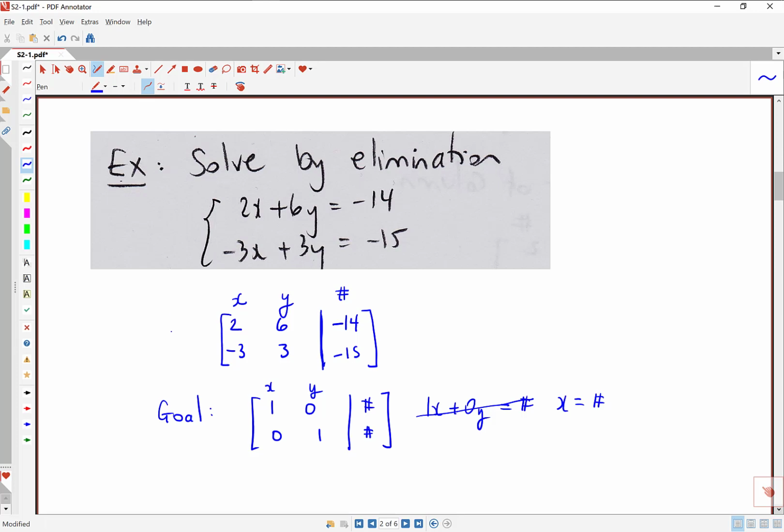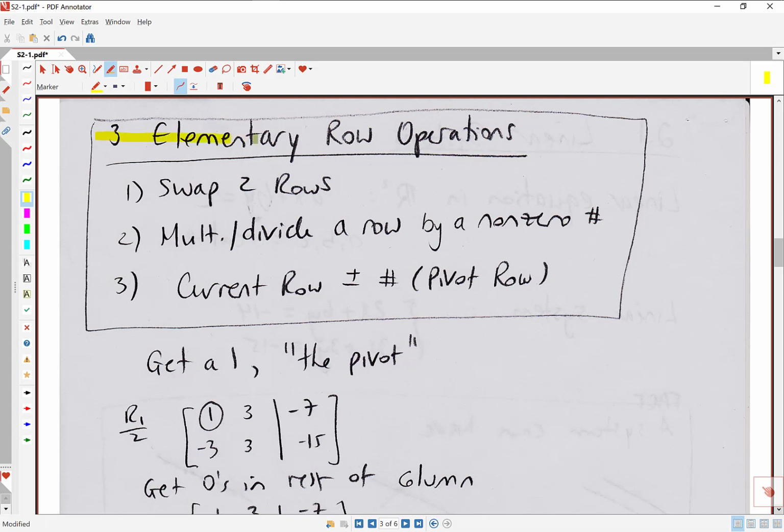Let's talk about the row operations that we're allowed to perform on this matrix. There are 3 elementary row operations. These are the operations that we're allowed to perform on the matrix when we're trying to solve the system. We can swap 2 of the rows. So swap the top 2 rows, for example.